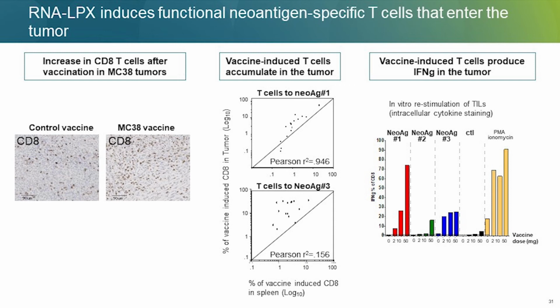We also look at the function of these T-cells, and they produce at the tumor site quite a lot of interferon gamma, and this is dose dependent. The higher the dose of vaccine, the higher the production of activated T-cells at the tumor site.